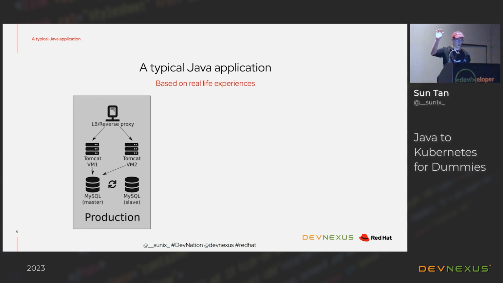This is how the production environment looked like at the time. We had a reverse proxy load balancer that was load balancing the traffic into two Tomcat. And then the data were persisted into a MySQL database that was also replicated. So that was the production environment.